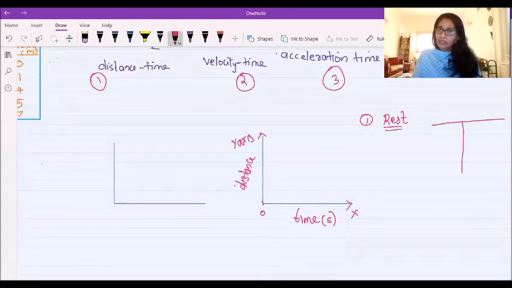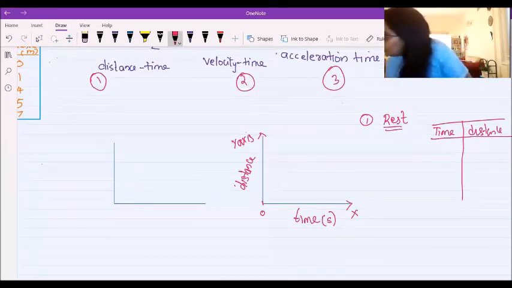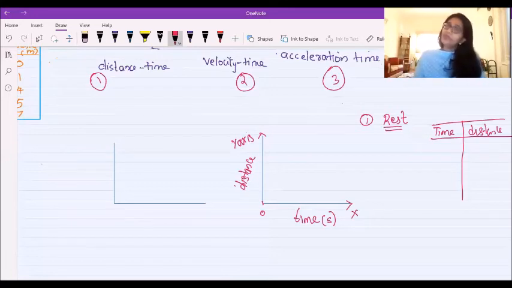So we need some data for plotting the graph. So I need time and I need distance. I am going to observe an object which is at rest. For example, I am sitting here. There is a table near to me. I am going to check the position of this table at regular intervals. These are the intervals I am taking, where 0 means when I start my observation. When I started my observation, the table is 1 meter away from me.